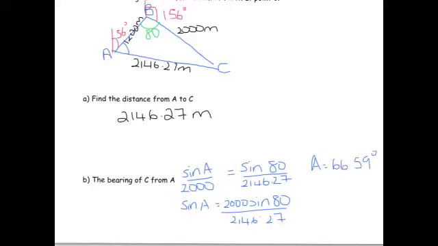That's just the angle at A, so this angle here is 66.59. So our new bearing is going to be 66.59 plus 56 degrees, and so our bearing is 122.59, or 123 degrees.